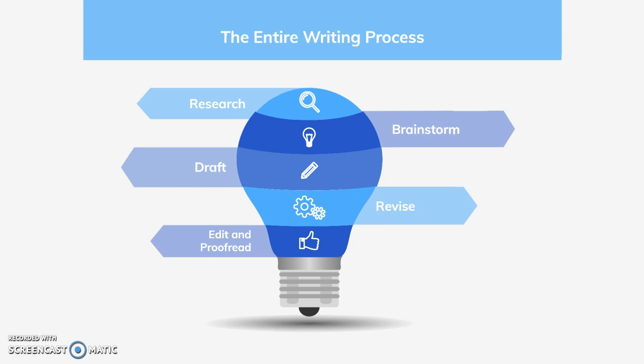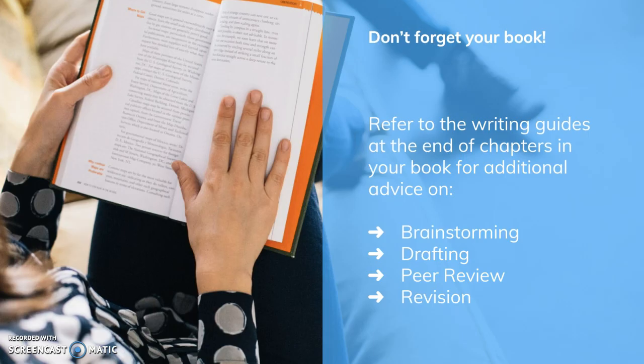If you really want to do the best on a paper, it's important to make sure that you do all of these steps. So as you complete different stages in the writing process, refer to the ideas in this PowerPoint to make sure that you're completing all of those steps and having the best paper possible. However, don't forget your book as a resource. You can refer to the writing guides at the end of the chapters in your book for additional advice. There's some great stuff in there on brainstorming, drafting, peer review, and revision. And each one of those sections is always tailored to the assignment at hand.